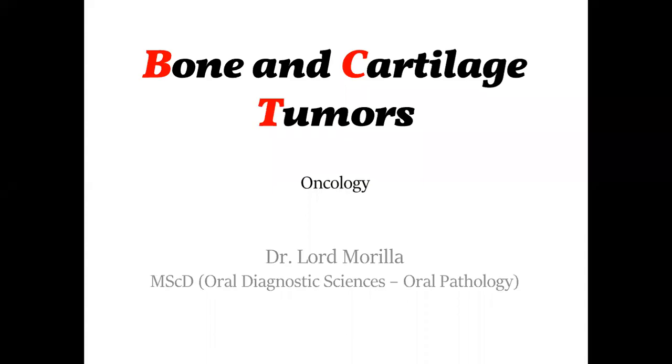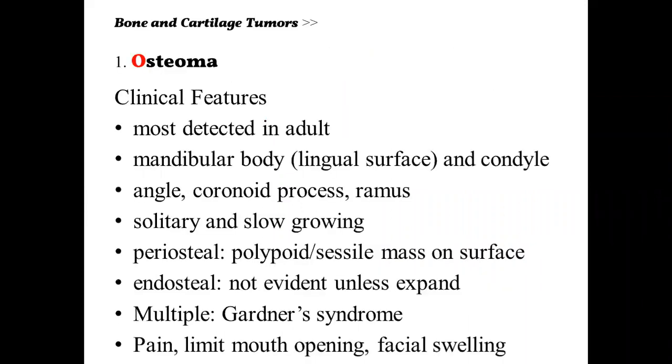Bone and cartilage tumors. First of the bone and cartilage tumors is the osteoma. Osteoma are most detected in adults, usually in the mandibular body, more common sa may lingual surface and sa condyle.